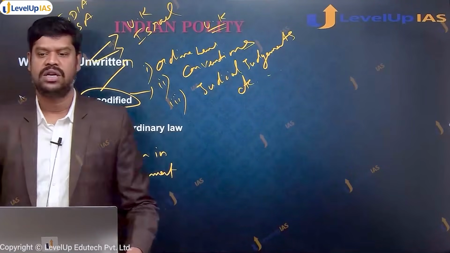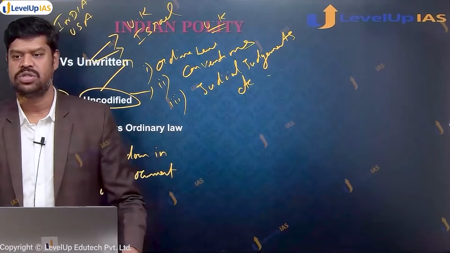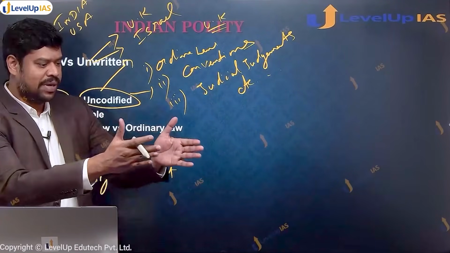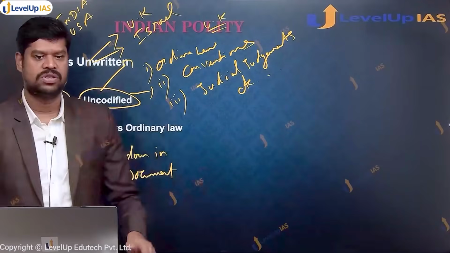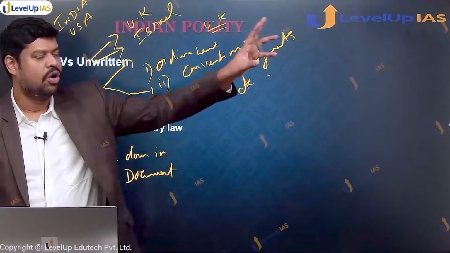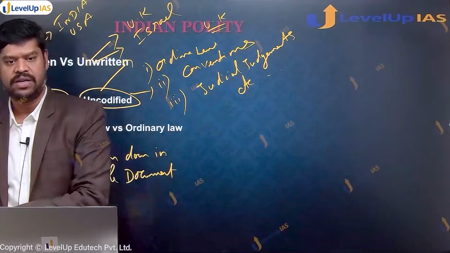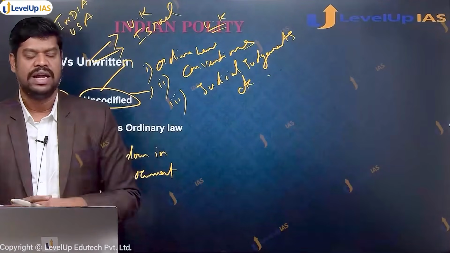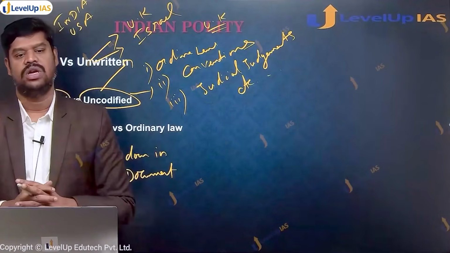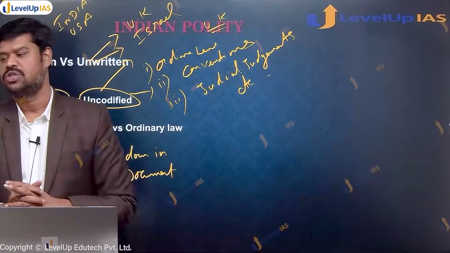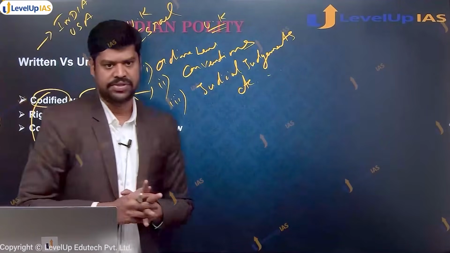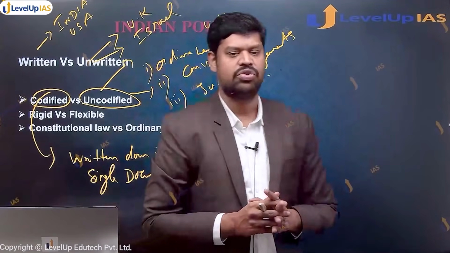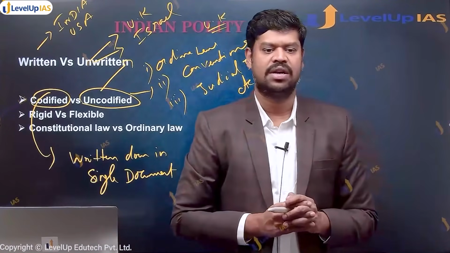Therefore, what is an unwritten constitution? An unwritten constitution is one where there is no particular document which contains the provisions of the constitution. It can be ordinary laws, it can be conventional practices, it can be judicial decisions also. Everything is actually part of their constitution. Therefore, it is not codified in one single place, and such a constitution is what is called an unwritten constitution.